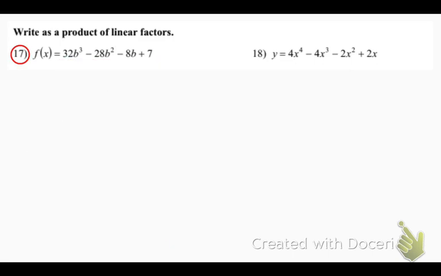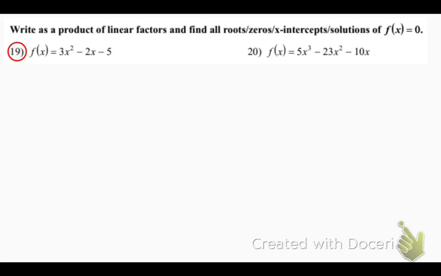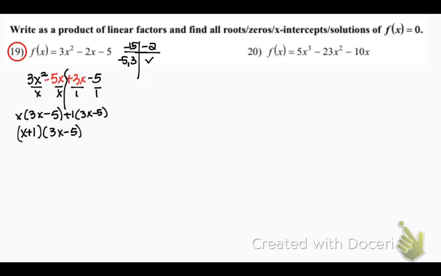Let's look at the next set. Okay, this is write as a product of linear factors and find all the roots, zeros, x-intercepts, and solutions of f of x equals 0. So earlier in the problems, I actually showed you how to factor. So I'm not going to factor number 19 for you. I'm just going to give you the factors. I need you to do the work, okay? So the work will be up here, but I'm not going to go through it. So type in your factors, and then you'll be able to proceed. Okay, so here are the factors if you need to look at the work. This is what I've done.